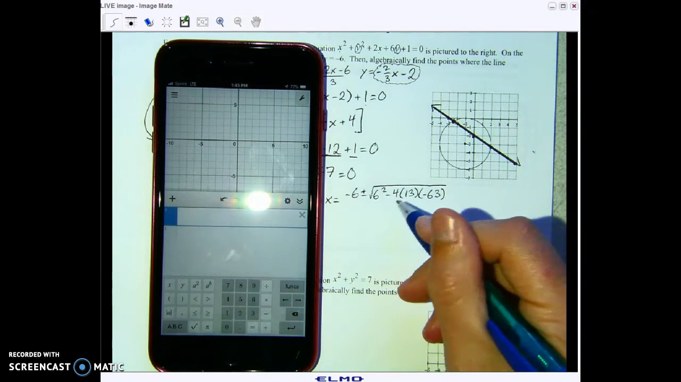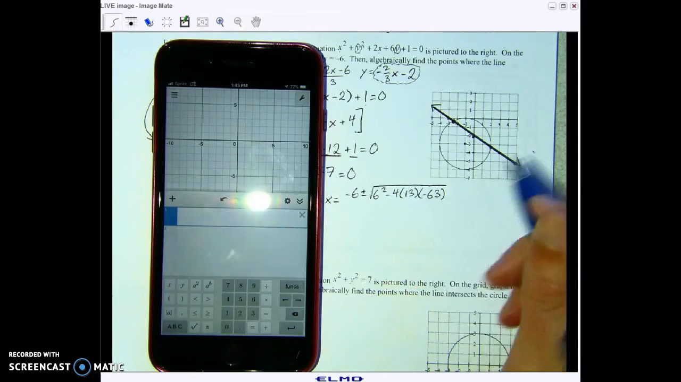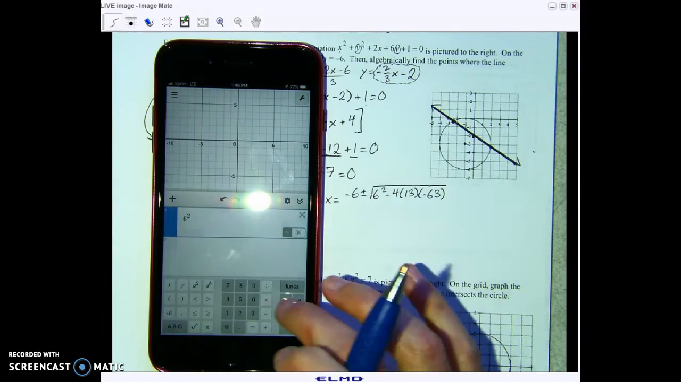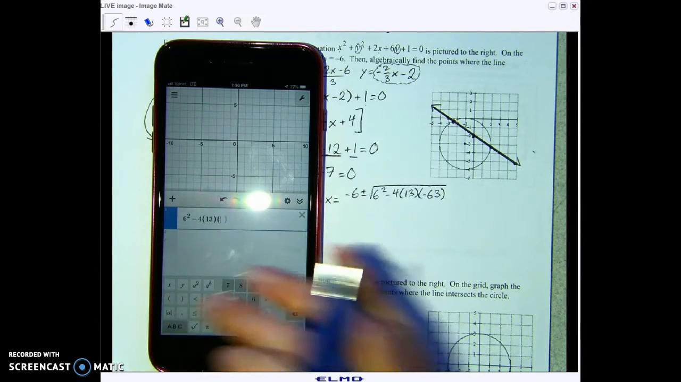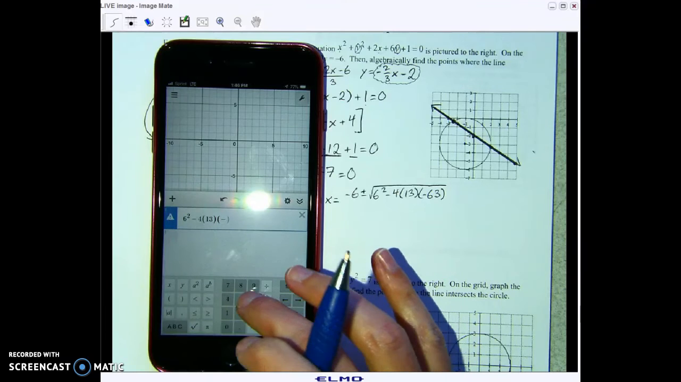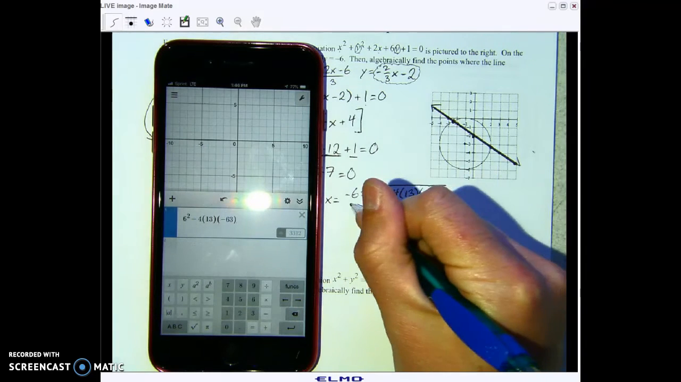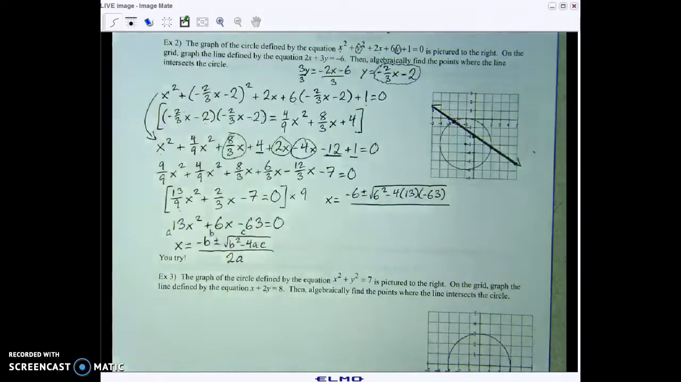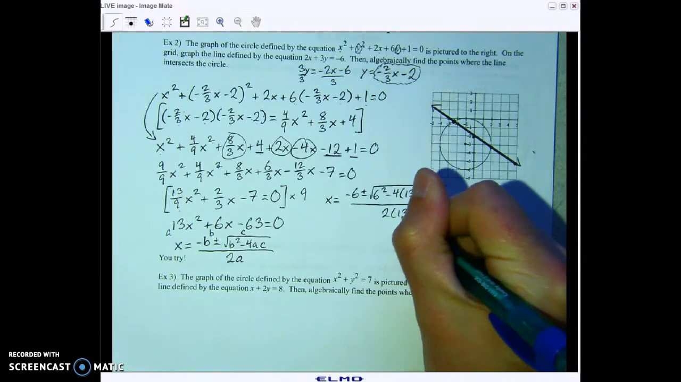So what I'm going to do is take 6 squared and subtract 4 times 13 times -63. So let's just see what that is. 6 squared minus 4 times 13 times -63 looks like 3,312. Okay, well, before I forget though, I need to put that all over 2A, and A was 13. So that's going to be over 2 times 13.